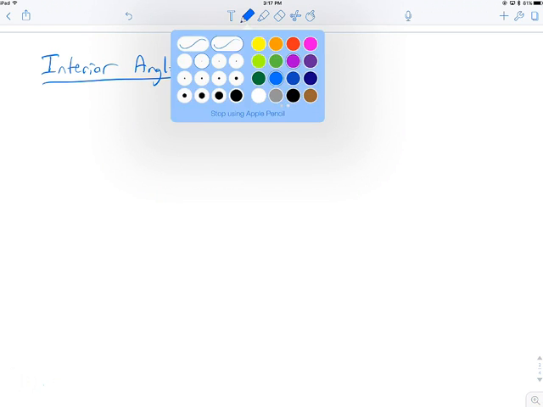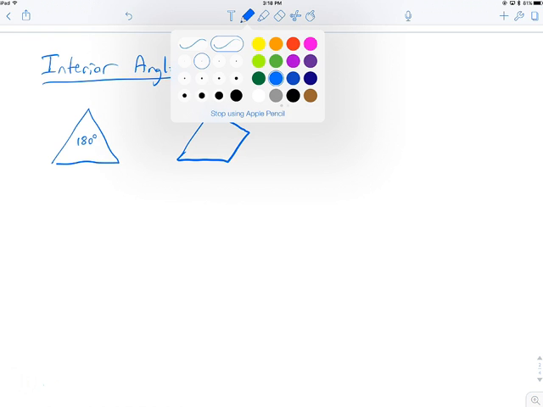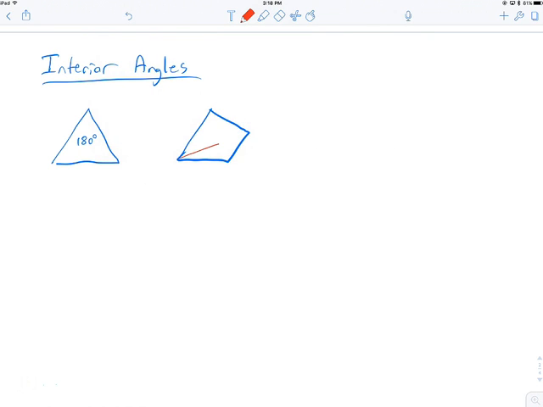Okay, so let's just draw a three-sided figure, right? We know that totals 180 degrees. We used that a lot in the past. Now, what about any four-sided figure? This doesn't need to be special in any way. Just a four-sided quadrilateral. Okay, well, the reason we spent so much time on triangles in the past is geometry is built upon itself. So we're going to cut this thing into triangles.